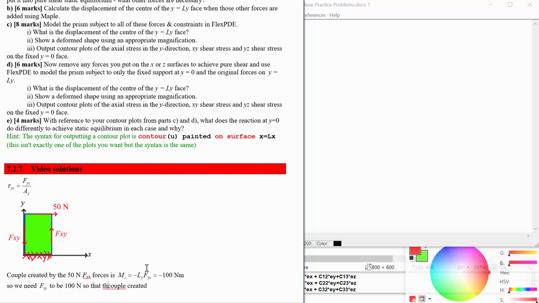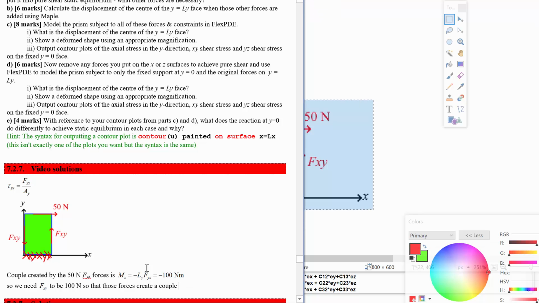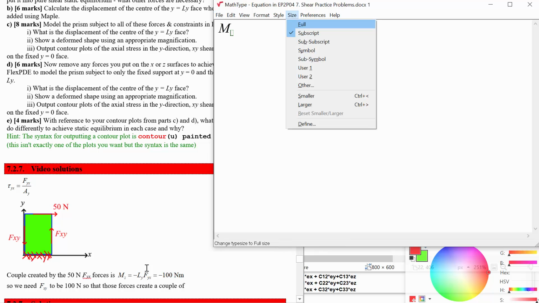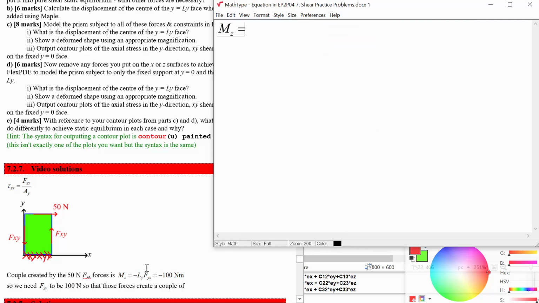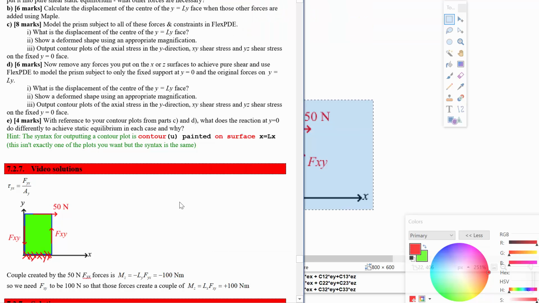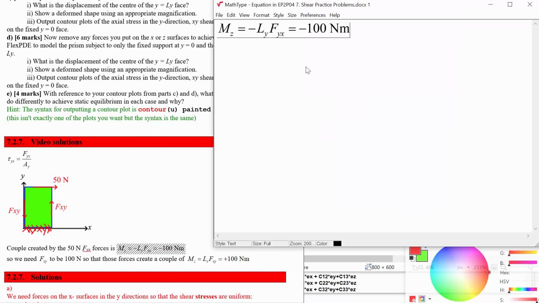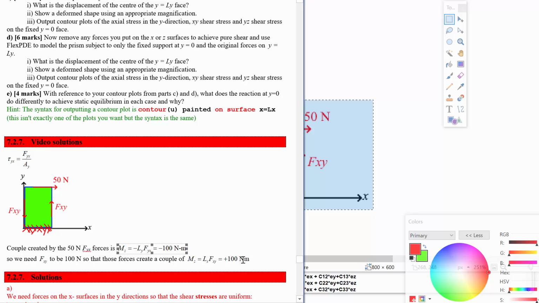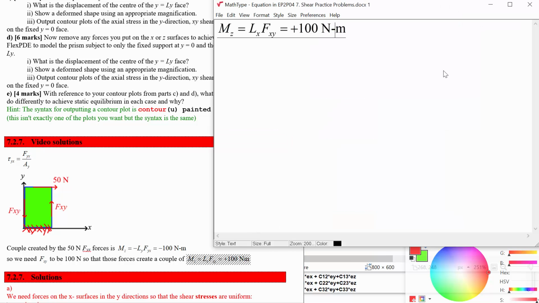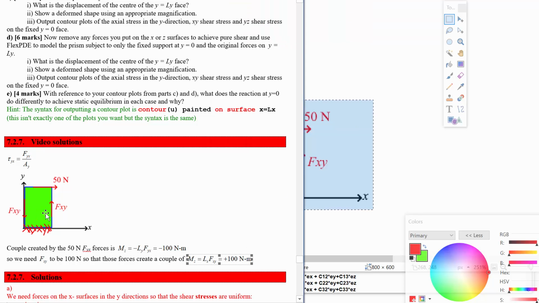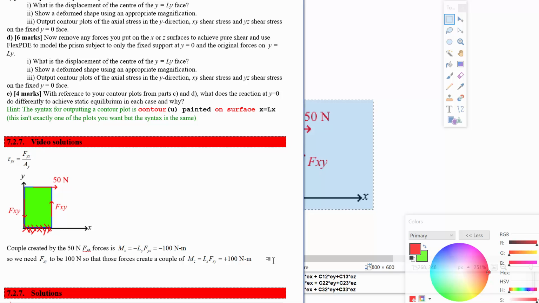so that those forces create a couple of Mz, that'll be this Lx times Fxy, is positive 100 Newton-meters, and the thing can be in equilibrium. Technically, I guess I should put a little dash there between newtons and meters to show that it's two different units. And because Lx is 1 meter, that means Fxy has to be 100 newtons.